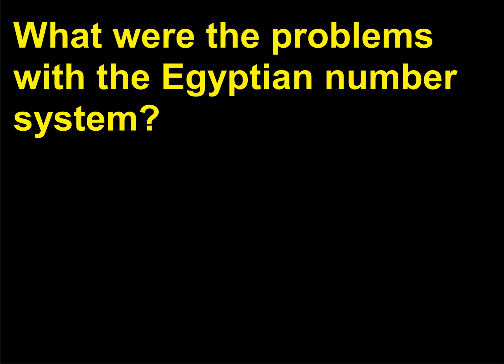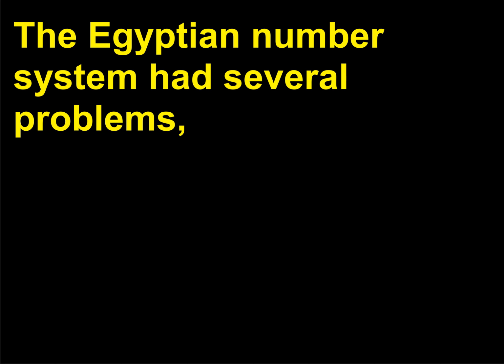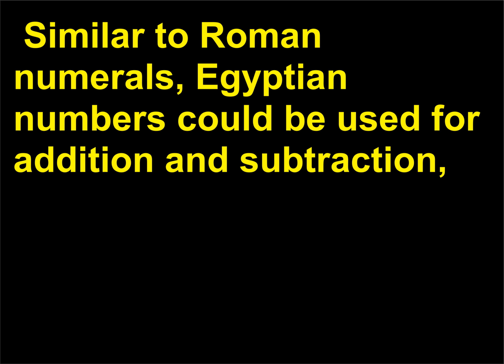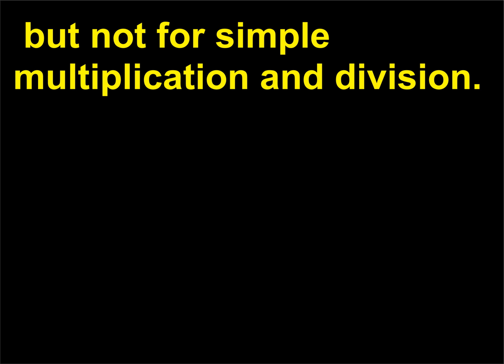What were the problems with the Egyptian number system? The Egyptian number system had several problems, the most obvious being that it was not written with certain arithmetic calculations in mind. Similar to Roman numerals, Egyptian numbers could be used for addition and subtraction, but not for simple multiplication and division.